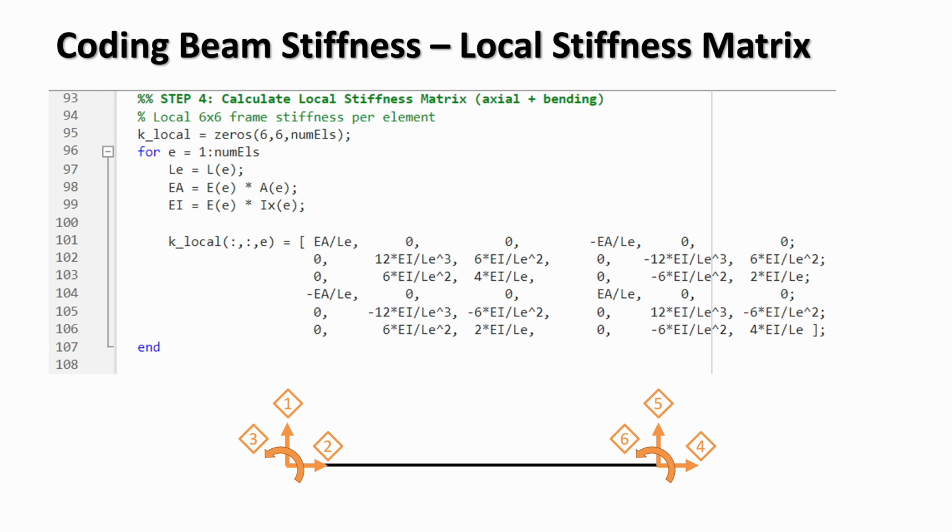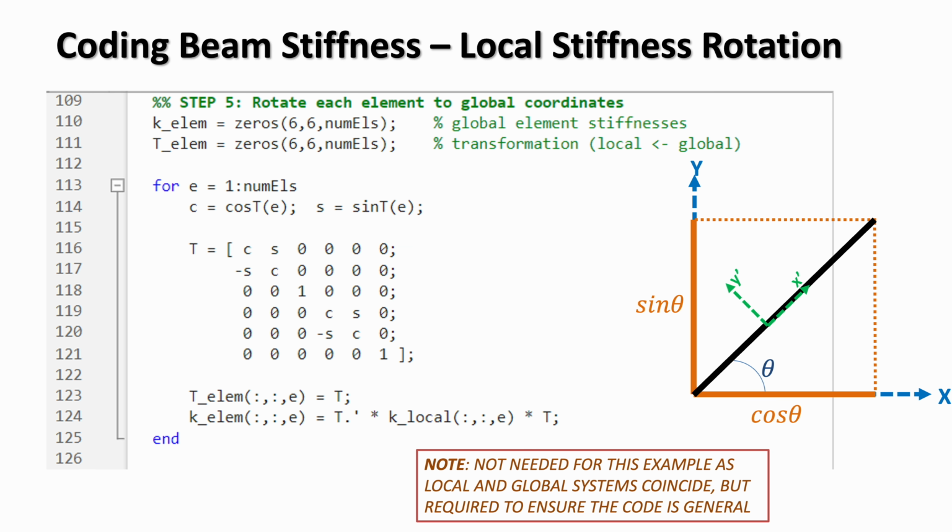We carry this out inside a loop so that the same calculation is repeated for every element. For each one, we take its length, area, and second moment of area and use these to build its stiffness matrix. The result is stored in a 3-dimensional array where each slice corresponds to a different element. The first 3 rows and columns correspond to the start node and the next 3 to the end node. This matrix describes how each element resists deformation in its own local coordinate system. In the next step, we'll transform it into global coordinates so that all elements can be assembled into the full structural system. Now that we have the local stiffness matrix for each element, the next step is to rotate it into the global coordinate system.